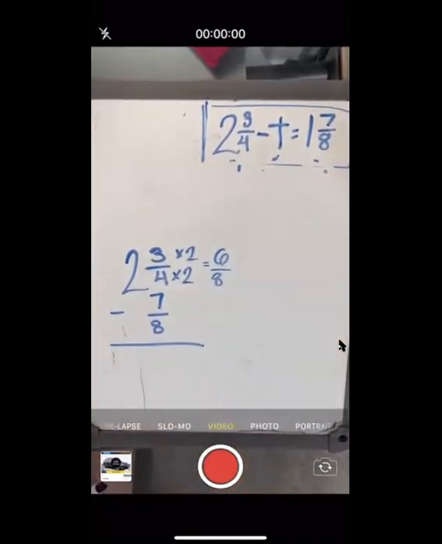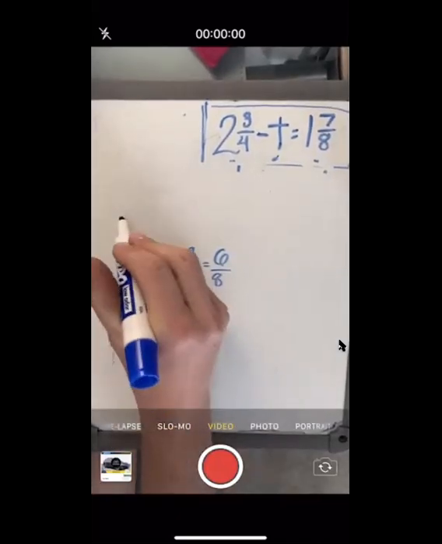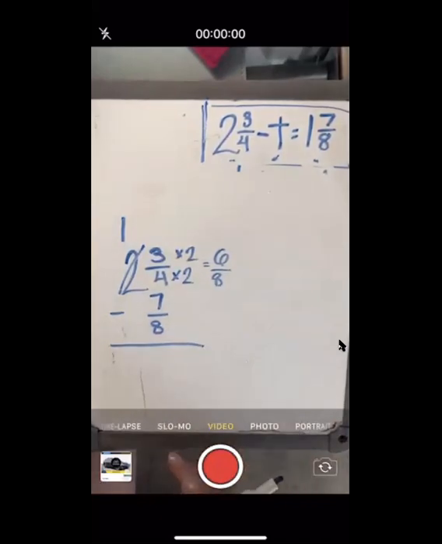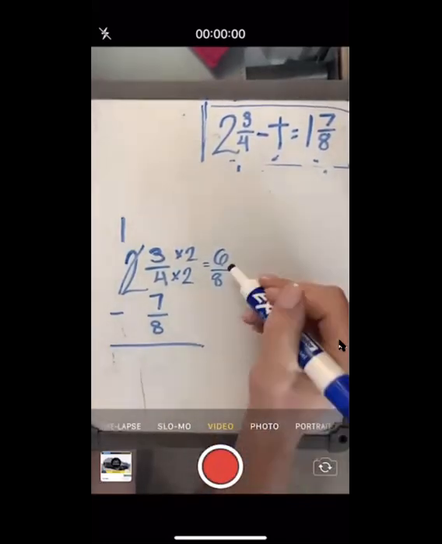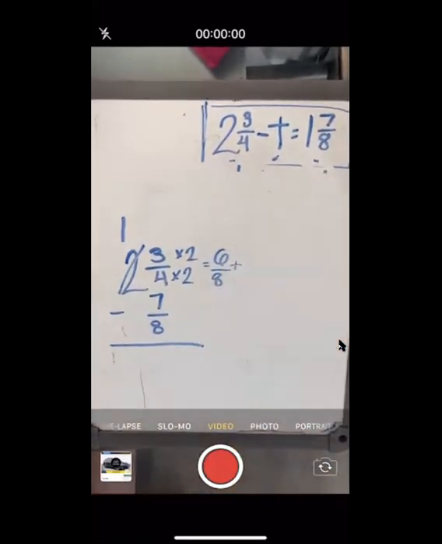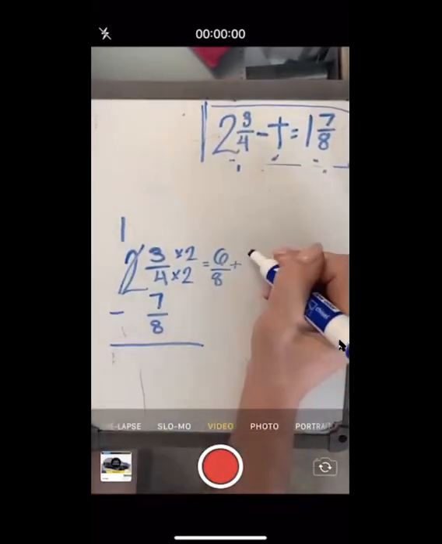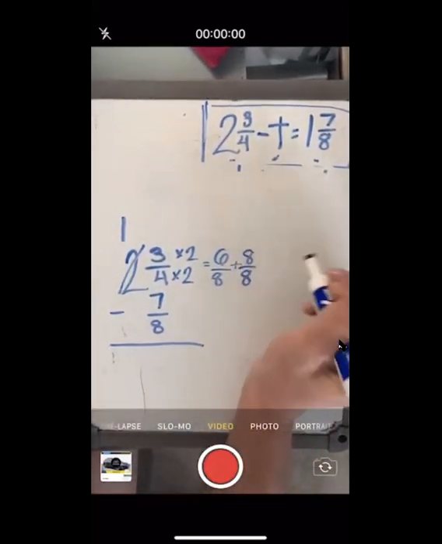So Amelia, we have a problem. I now have 2 and 6/8 minus 7/8. What's my problem? You gotta take away a whole from the 2. Yes, ma'am. So I take it away. And we're working in eighths, so what is 1 whole equal to right now? If I'm working in fourths, it'd be 4 fourths. If I'm working in fifths, it'd be 5 fifths. 6 sixths, 7 sevenths, and 8 eighths. Okay. There you go.